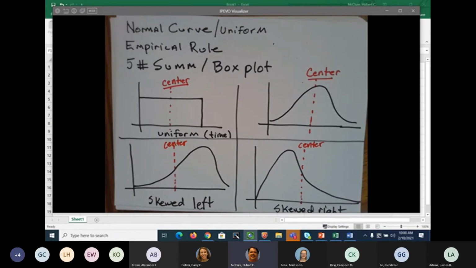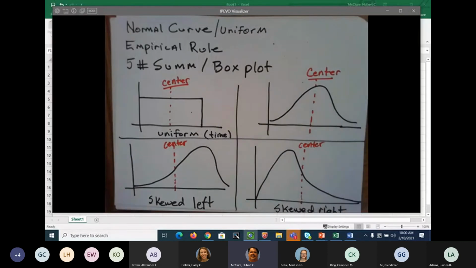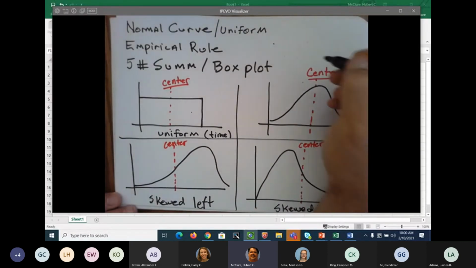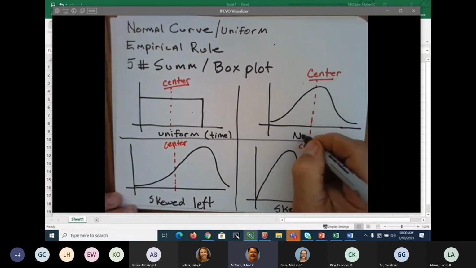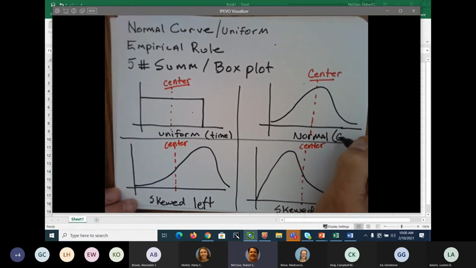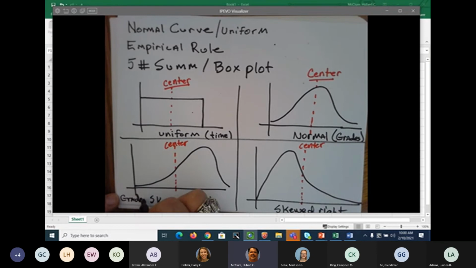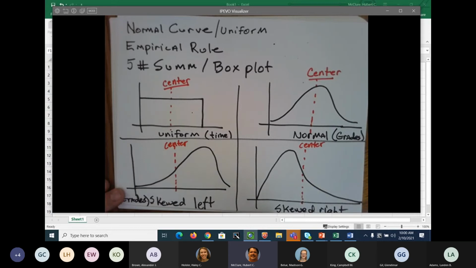Anything having to do with time is going to be uniform. Anything having to do with like grades in a classroom, normal. Grades in a classroom. Let's use grades as an example. Now, what if I do grades right here? What does this mean if everybody's making a good grade? That means that the teacher and the students are all exceptional.